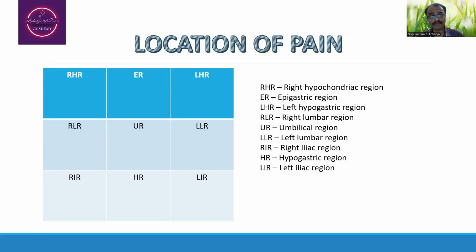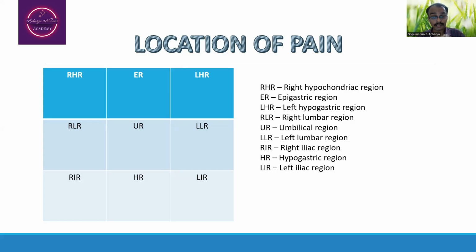Suppose the person is having pain in the left hypochondriac region, the probable organ afflicted may be the spleen or the splenic flexure, the connection of the transverse colon and descending colon. So like that, we need to identify exactly which particular organ can be afflicted.